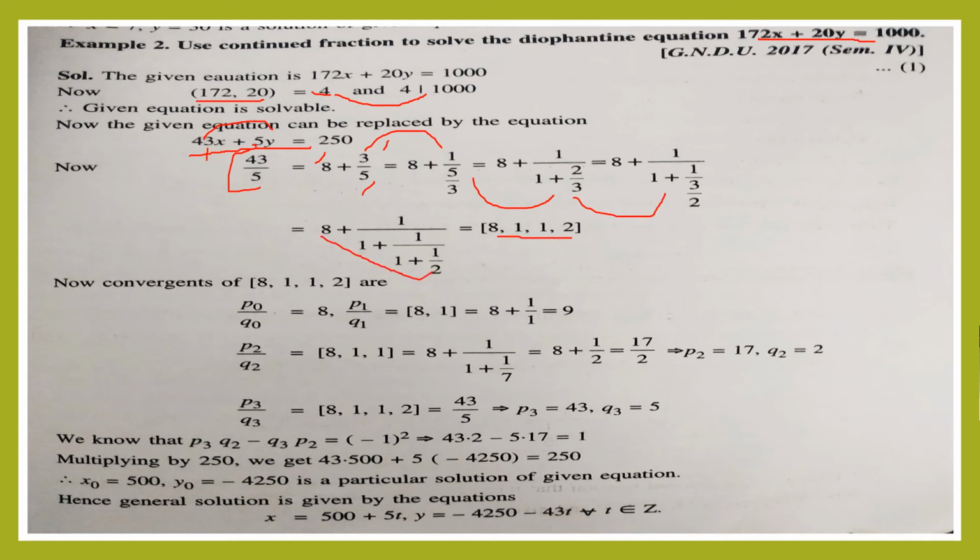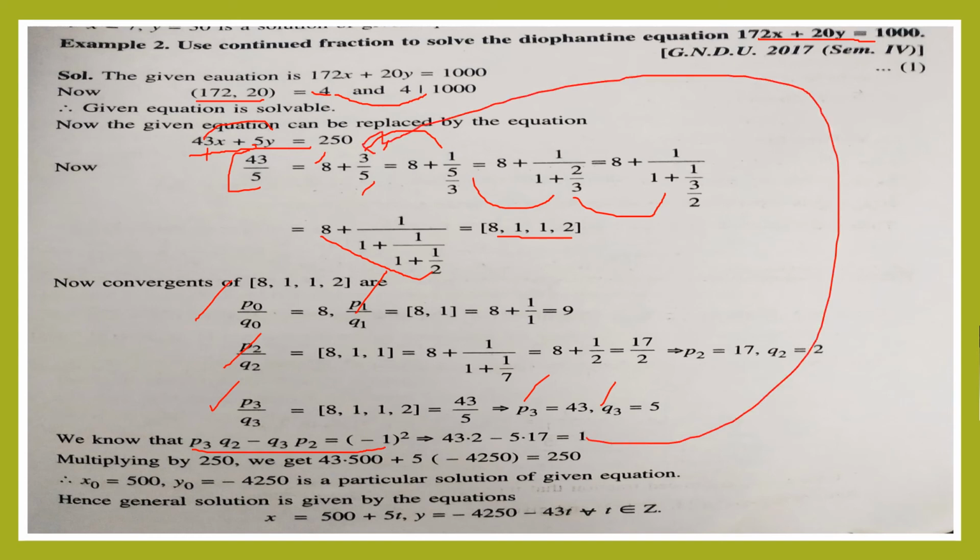First of all, we will find the convergents: P0 upon Q0, P1 over Q1, P2 over Q2. The last one will always be P3 over Q3 equal to the fraction. So P3 is 43, Q3 is 5. We will apply this result of convergents. Here the right hand side of the equation is 250, so we will multiply this equation by 250 on both sides. Multiplying both sides by 250, we get 43 into x and 5 into y, so we get x naught and y naught from here.